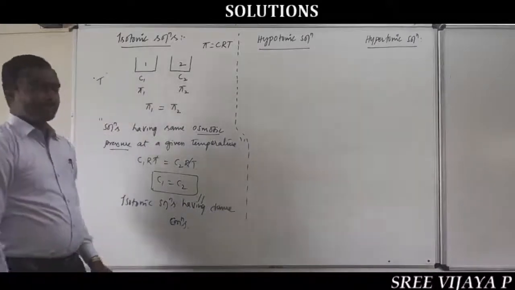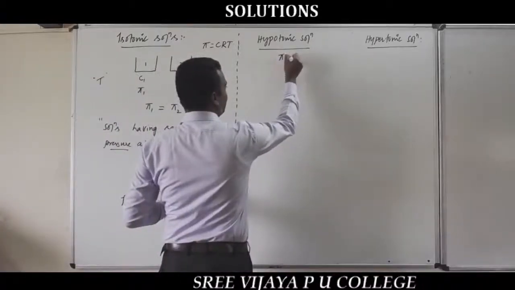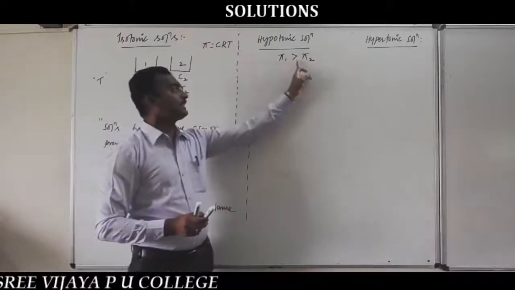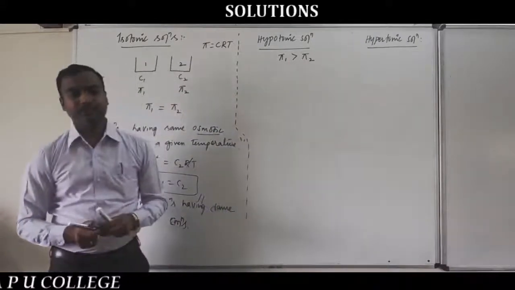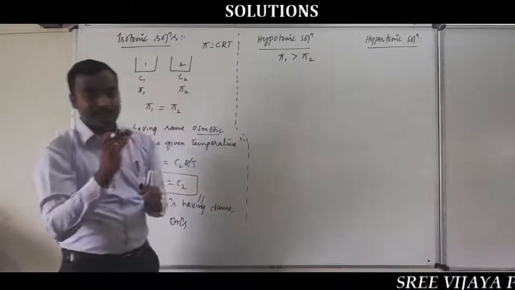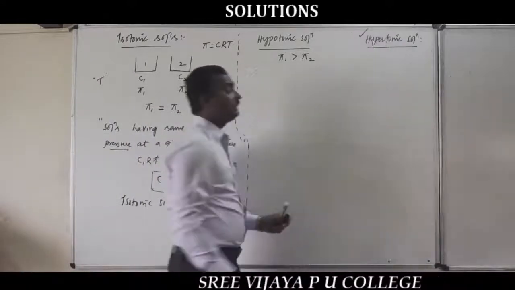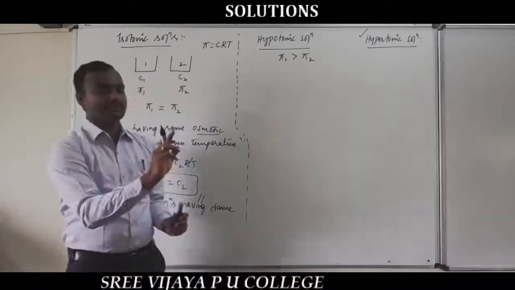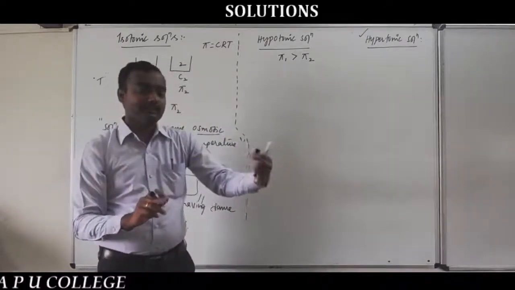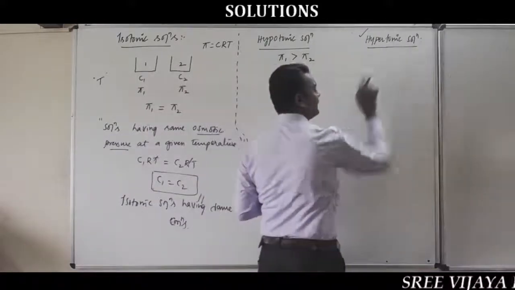One more, they call hypotonic solution. Let me take solution 1 and solution 2. Just for one time I am going to take an assumption: pi 1 is greater than pi 2. The osmotic pressure of solution 1 is higher compared to the osmotic pressure of solution 2. Whichever solution has higher osmotic pressure compared to the other, that type of solution is called a hypertonic solution. That is, the solution having higher osmotic pressure with respect to the other. When compared to the other, if it has higher osmotic pressure, we call that type of solution a hypertonic solution.